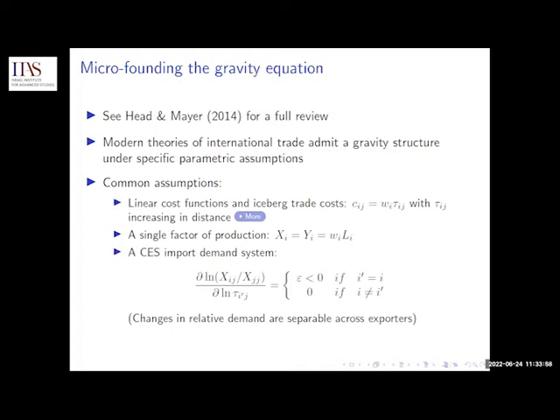So this is saying that this partial derivative is zero. And the second important assumption is that the elasticity is constant. So this is this epsilon. So under this demand system, which again is very common in the trade literature, and together with these two additional assumptions, you can very easily derive structurally a gravity equation.